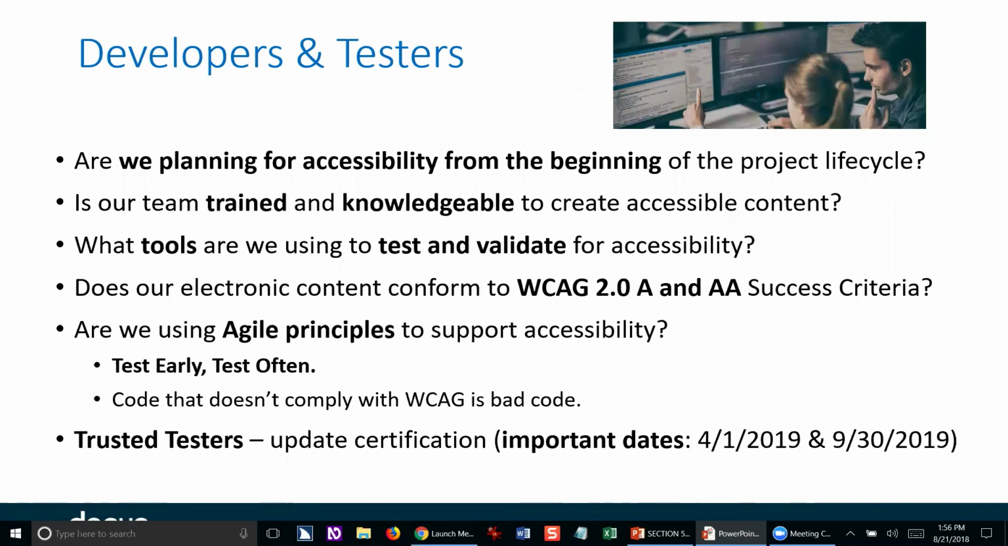If you're a trusted tester listening in, you may be wondering if you need to update your certification. There are two important dates to keep in mind. First, if you're a trusted tester V3 that provides test results to any DHS agency, then you must obtain the V5 certification by April 1st, 2019. Second, starting on September 30th, 2019, V3 or V4 test results will no longer be accepted in DHS headquarters and DHS component government processes. So just keep those dates in mind if this applies to you.